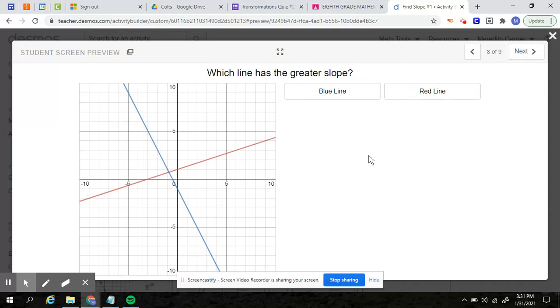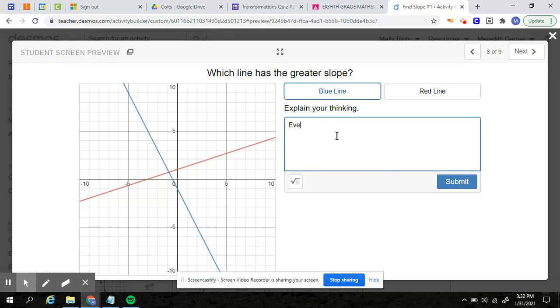Okay. Number 8, once again, which line has the greater slope? Remember, it doesn't matter if it's going uphill or downhill, just which one is steeper. The red line is actually pretty gentle, pretty shallow there. The blue one is pretty steep. So even though it is negative, it's going downhill, it is a steeper line. So even though the blue line has a negative slope, it is steeper, so it has a greater slope.